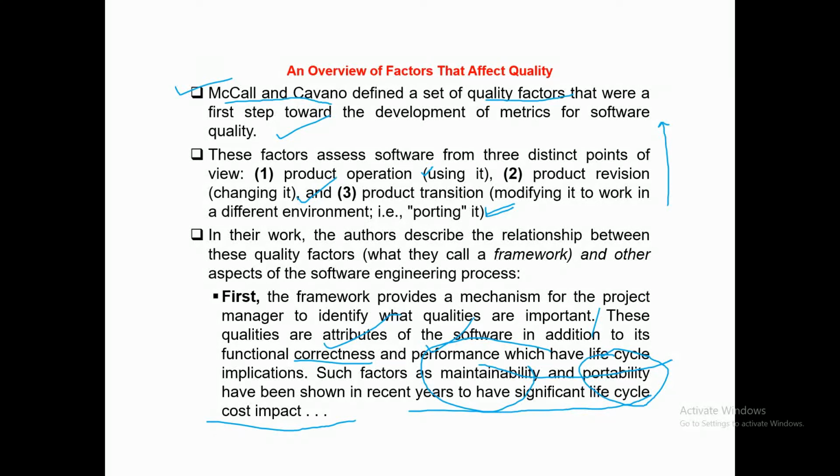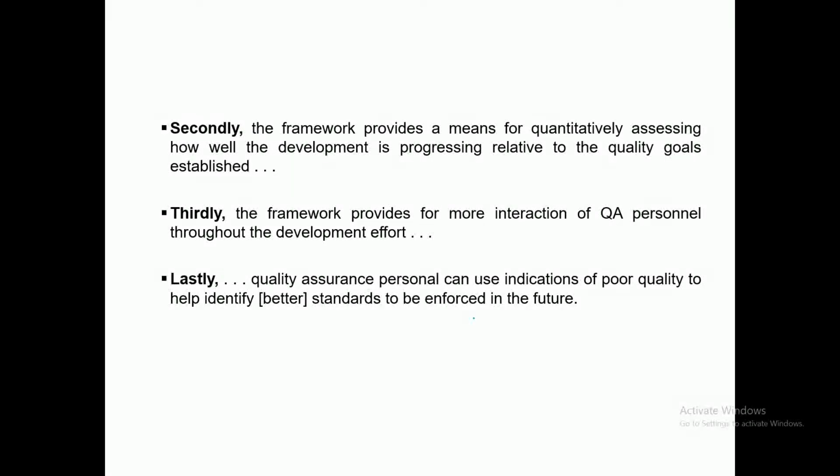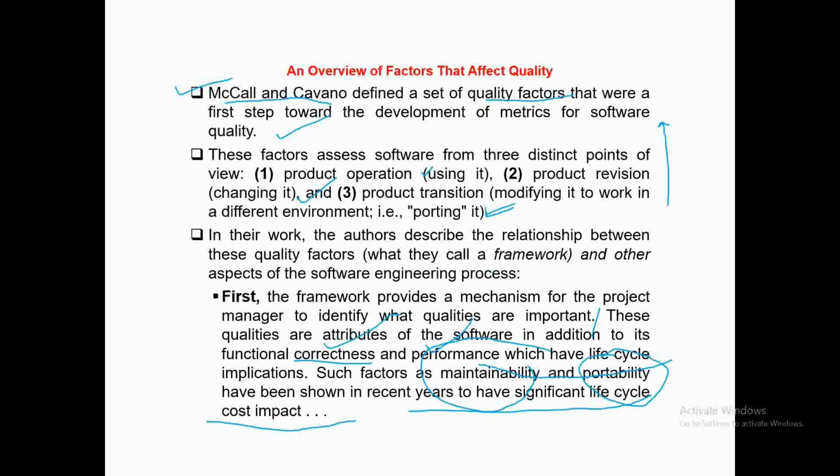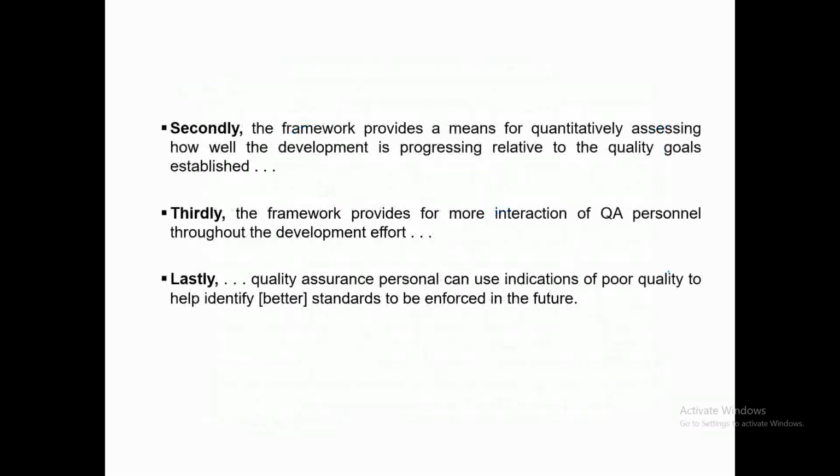Secondly, the framework provides a means for qualitatively assessing how well the development is progressing relative to the quality goals established. Now the framework means, based upon these three factors, how you use it, change it and modify it. Basically the relationship between these three factors is called the framework. So this relationship between how you use it, change it, port it, the framework, provides a means of assessing how well the development is progressing relative to the quality goals established. So it helps you to identify.